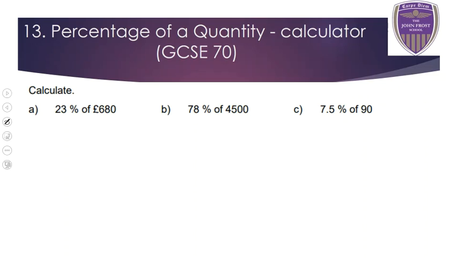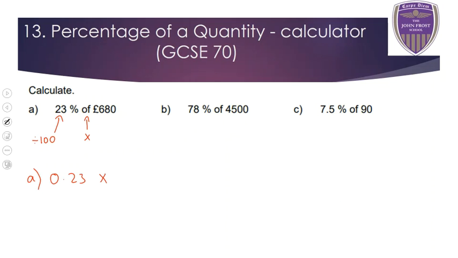Best way for us to do this is to remember the word "of" means times, and all we've got to do is change this into a decimal by dividing by 100. So to change a percentage to a decimal, you divide by 100. If we do that every time, we can just type it into the calculator. So for question A in the calculator, 23 divided by 100 is 0.23.